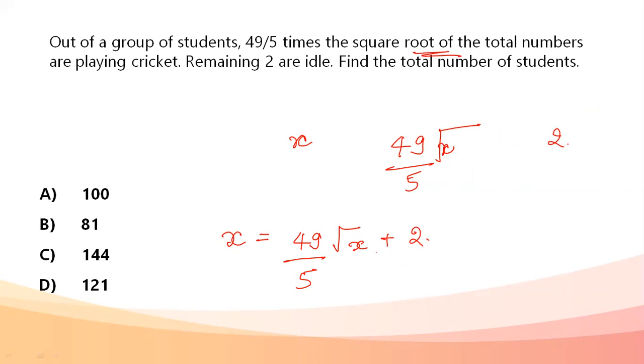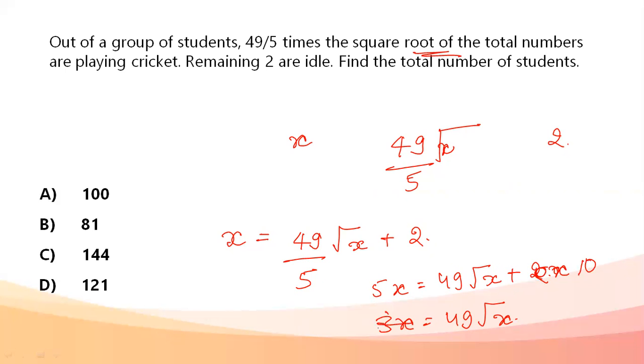Now, what we need to do is form a quadratic. So, 5x is equal to 49 root x plus 10. This becomes 5x minus 10 is equal to 49 root x. Square both the sides. On squaring both the sides, we'll get a quadratic.